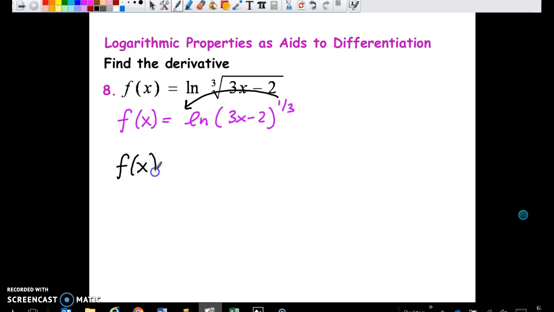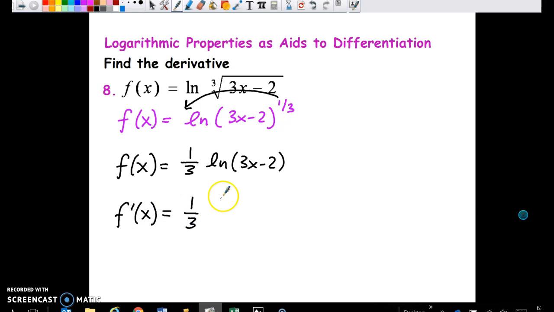Because now f of x is actually 1/3 the natural log of 3x minus 2. Of course, when you take the derivative of that, the 1/3 doesn't really matter anymore. So the 1/3 just goes out front there, and I just take the derivative of this, which of course is u prime over u. So u prime is just 3, u is 3x minus 2. Of course, the 3's cancel out, you just get 1 over 3x minus 2.